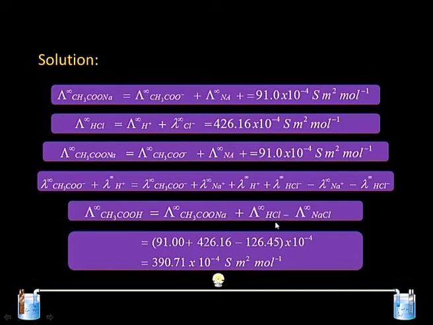The moment we add and subtract the term, we are able to get the equivalent conductance of acetic acid. So, this is a very simple method where the summation and subtraction of the terms needs to be done, and the moment we do it, we can find the equivalent conductance.